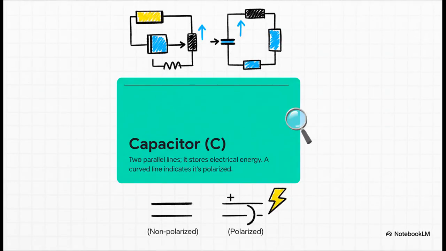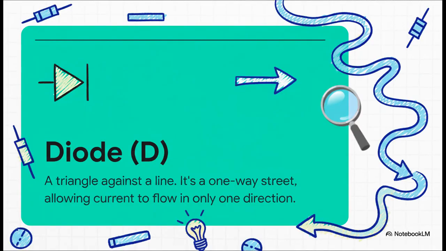Next up is the capacitor. You can think of it like a tiny, super fast charging battery. It stores up a little bit of electrical energy and then releases it. Now that curved line on the symbol, that's a huge clue. It means the capacitor is polarized. You have to put it in the right way, positive to positive, negative to negative, or it's just not going to work.